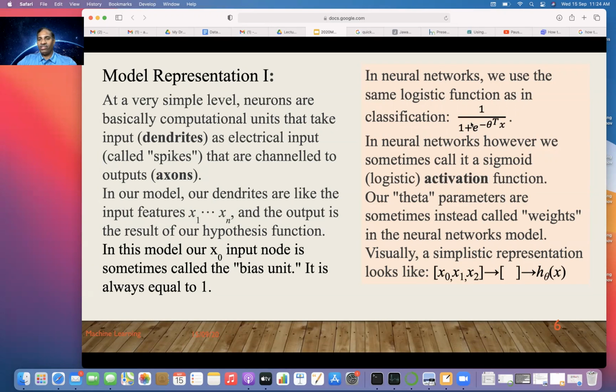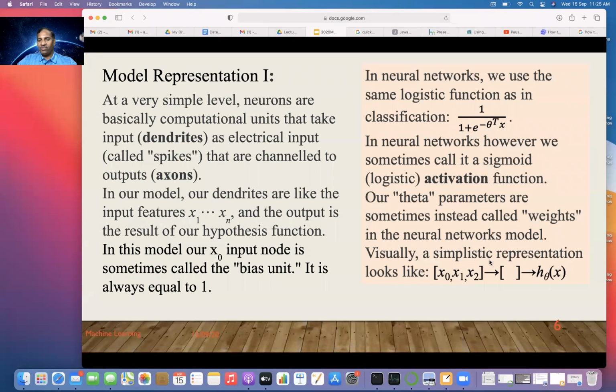So we will use the same logistic function. In neural networks, however, we sometimes call it a sigmoid activation function. Sigmoid is nothing but the curve, called the sigmoid curve. It slowly increases, suddenly it jumps to the other side, then slowly increases there. That is the sigmoid function, like an S-curve. Our theta parameters are sometimes instead called weights in the neural networks model.